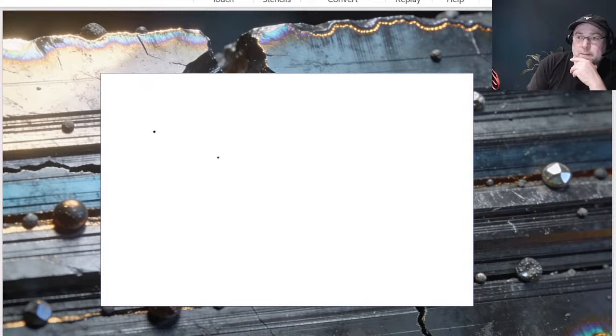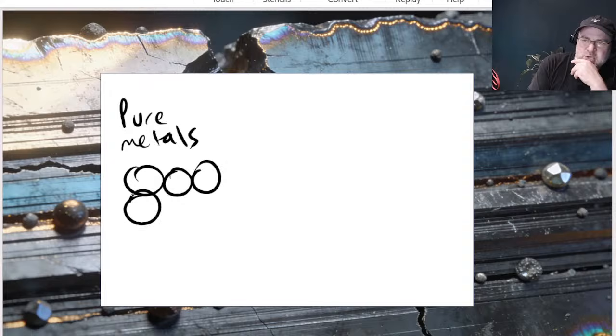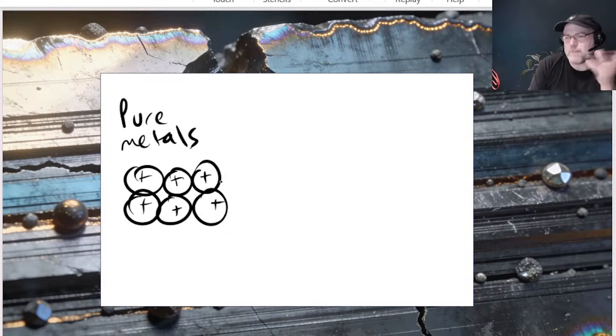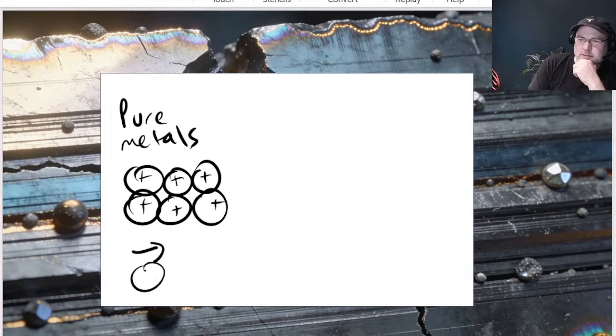Right, let's do pure metal versus alloys. On metals, which I didn't cover, pure metals: there's my pure metals. Look, lovely layers, fixed shape, structure. You can punch a pure metal and the layers will slide over each other, like so.